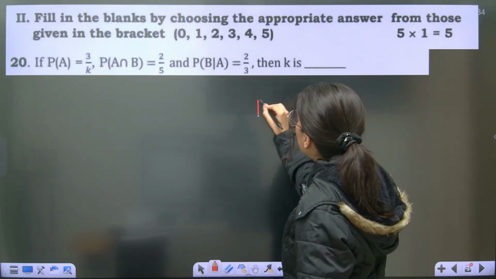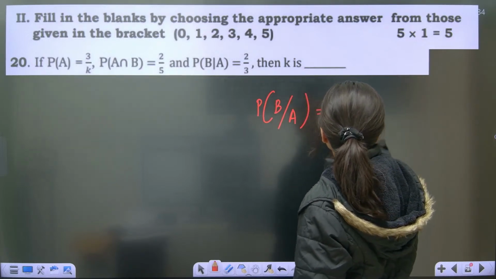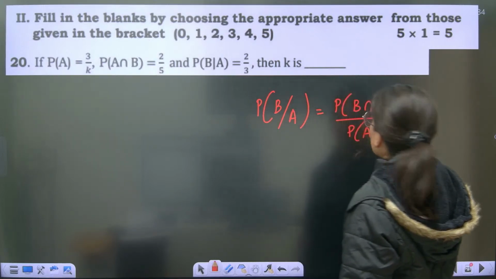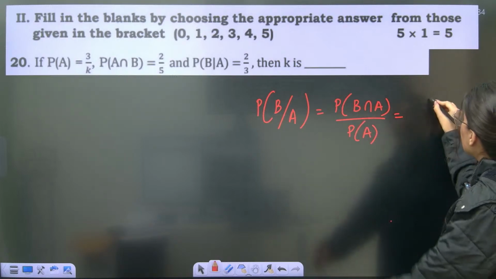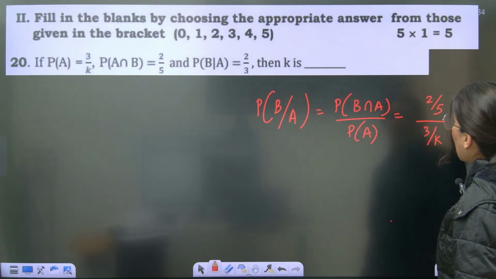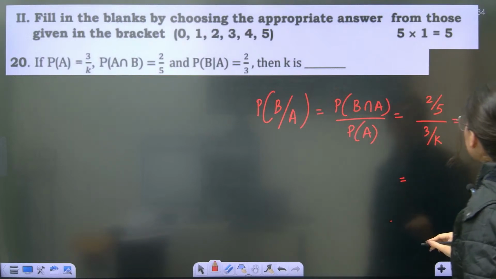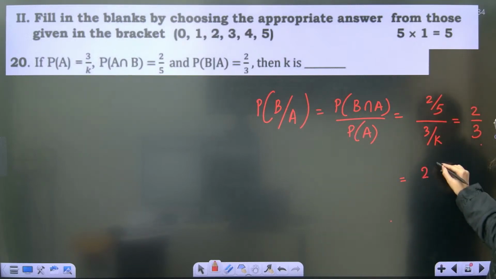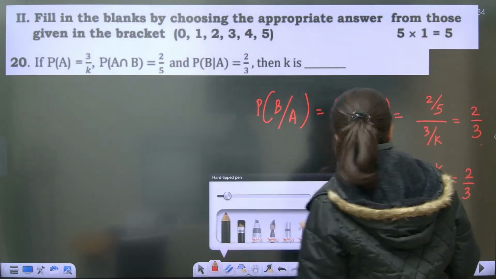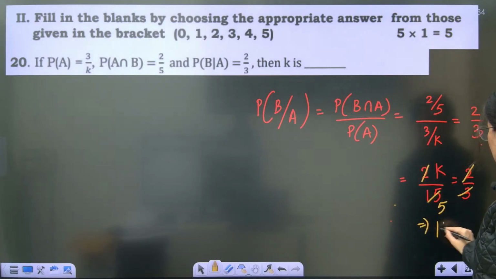Now, next question. Again, conditional probability. Probability of B given that A has already occurred is probability of B intersection A upon probability of A. Probability of B intersection A is given as 2 by 5. Probability of A is given as 3 by K. And probability of B given A is 2 by 3. So clearly, 2K upon 15 is nothing but 2 by 3. 2 and 2 cancel, and 3 fives are 15, so K is equal to 5.